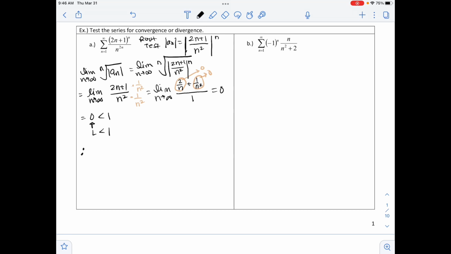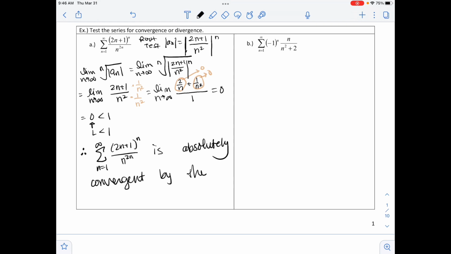So therefore, the original sum, from n equals 1 to infinity of 2n plus 1 raised to the nth power over n to the 2n, is absolutely convergent. And this is by the root test. So we can say, therefore, it is convergent.